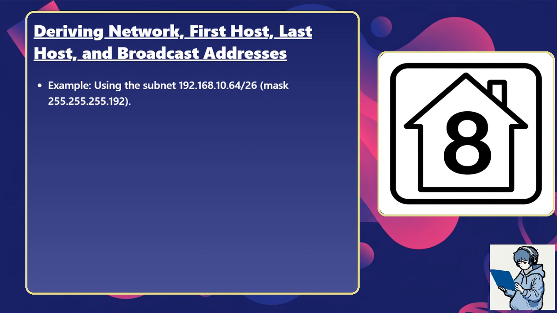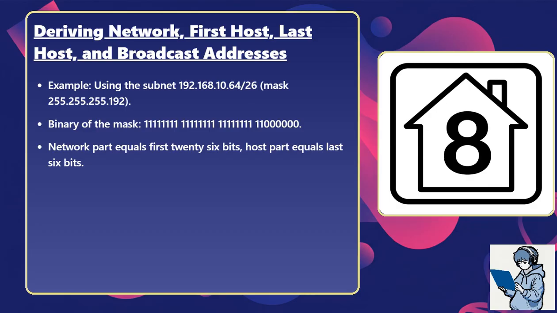Example: using the subnet 192.168.10.64/26, mask 255.255.255.192. Binary of the mask: 11111111, 11111111, 11111111, 11000000. Network part equals the first 26 bits. Host part equals the last 6 bits.